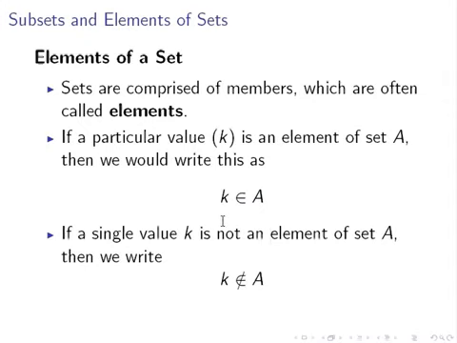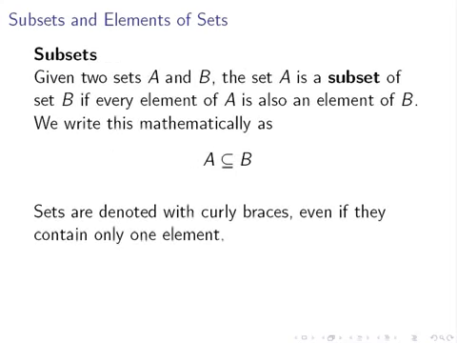Now, if a single value k is not an element of A, then we would write k ∉ A. So that symbol just gets a line through it, that element symbol or "in" symbol. So that's how we would write an element. So k is an element of A. I have a little example to discuss that later on, so I'm just going to come back to that now.